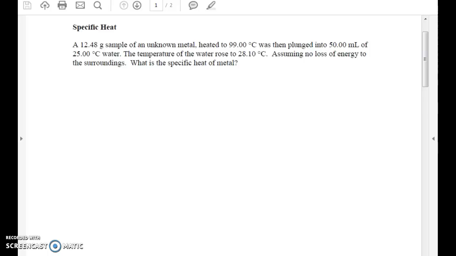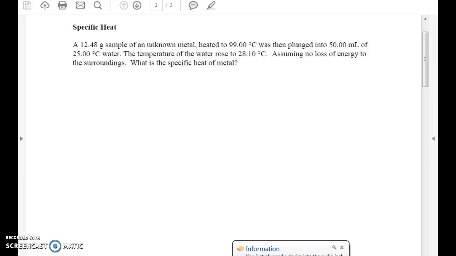Now what this problem says is a 12.48 gram sample of some unknown metal is heated to 99.00 degrees Celsius. It's then dropped into 50.00 milliliters of water that is at 25.00 degrees Celsius. The temperature of the water rises to 28.10 degrees Celsius, assuming no loss of energy to the surroundings. What is the specific heat of the metal?